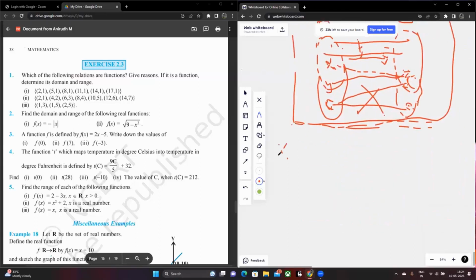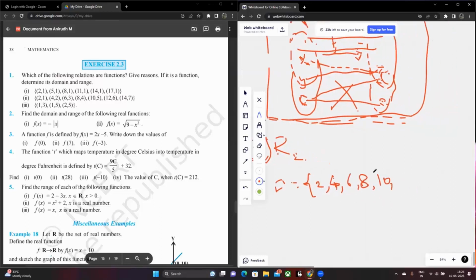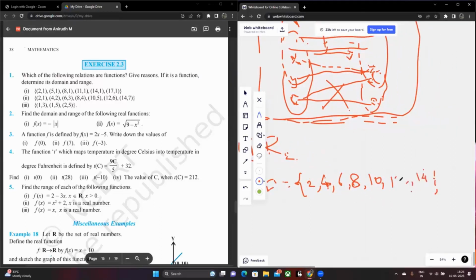Going to part number 2, where you have R2. R2 is (2, 1), (4, 2), (6, 3), (8, 4), (10, 5), (12, 6), (14, 7). Each is a unique element in these. I'll just separate the set D and the set R first, right? The set D is 2, 4, 6, 8, 10, 12, and 14, right?